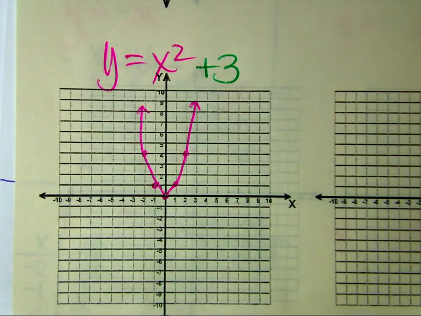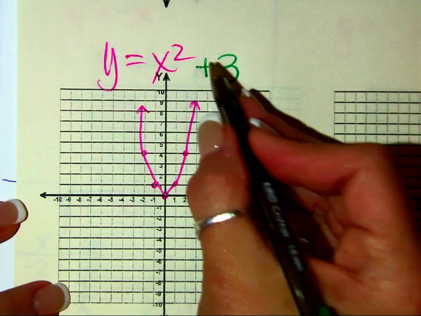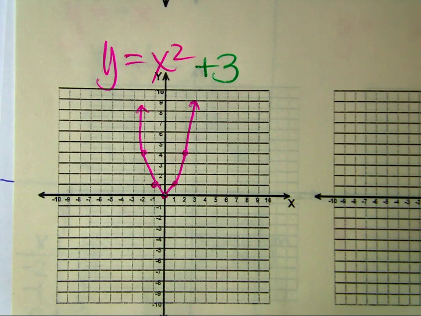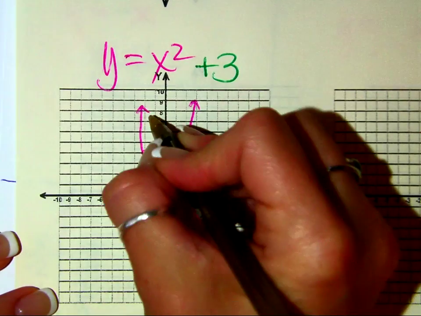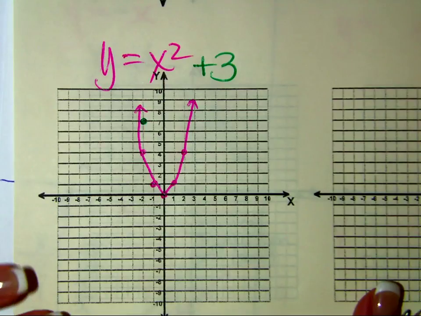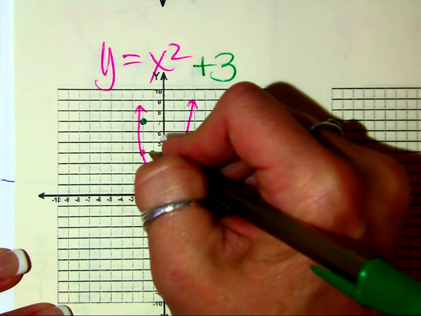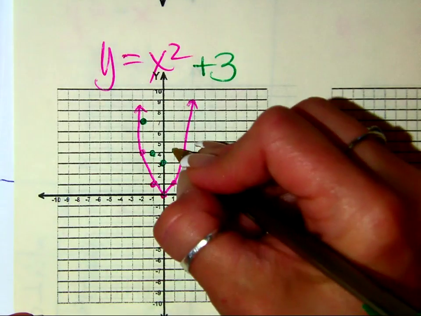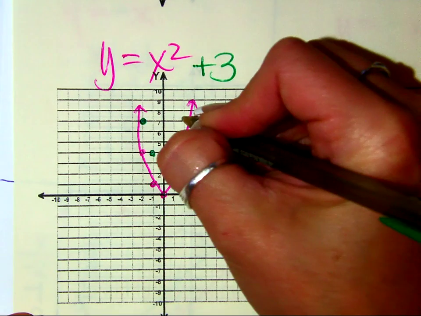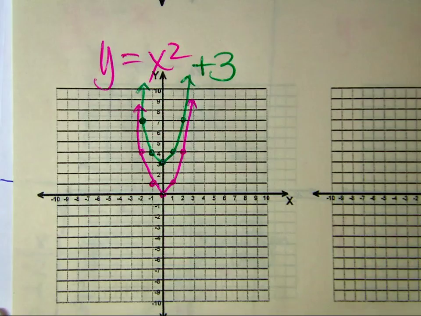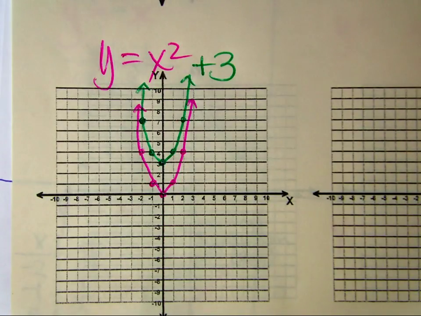Well, now I'm going to pick up my green and I'm going to say, well, let's plot this first point, which was -2, +7. -2, +7 is right here. Then let's do -1, sorry, +4. Then 0, 3. Then 1, 4. And 2, 7. Did it do what you expected it to do? Did it just take that parent function and push it up 3 units?